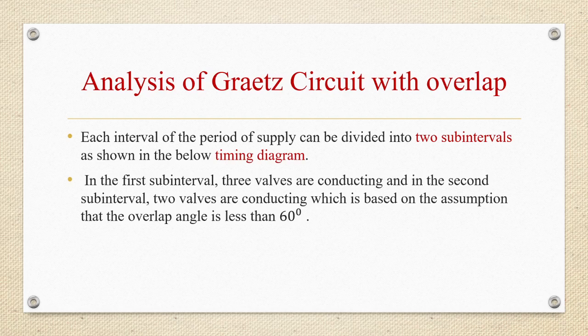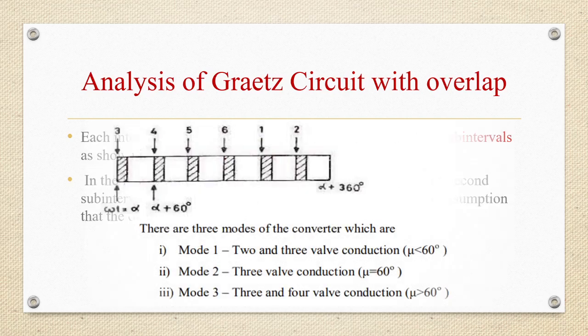So there are three modes of the converter, as shown in this timing diagram: mode 1, mode 2, mode 3. Mode 1 is 2 and 3 valve conduction, where mu or U is less than 60 degrees. Mode 2 is 3 valve conduction, where mu is 60 degrees. Mode 3 is 3 and 4 valve conduction, where mu is greater than 60 degrees.